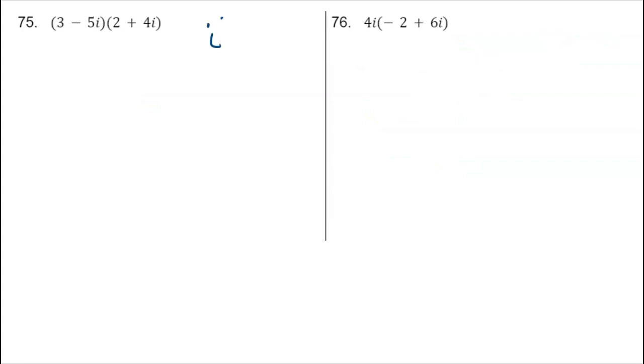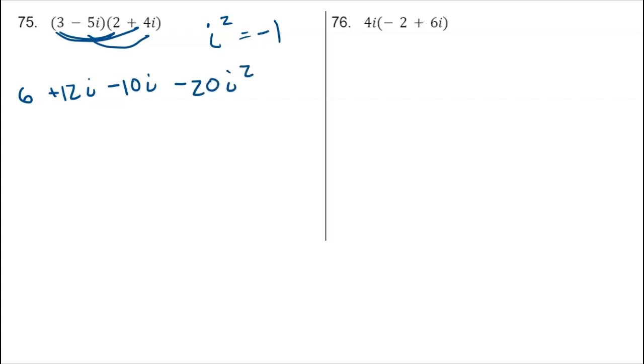Now when it comes to multiplying, we just have to be careful. All we have to remember is that i squared is just -1, because remember, this i is the square root of -1. So when you square the square root of -1, the square and square root cancel, and you just get -1. Let's go ahead and multiply this slowly. 3 times 2 is 6. 3 times 4i is 12i. -5i times 2 is -10i. And -5i times 4i is -20i squared.